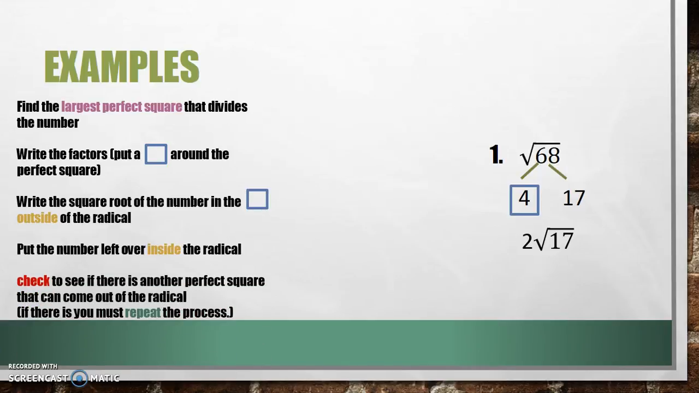Now check to see if there's another perfect square that can come out of the radical. There's no other perfect square that can divide 17, so this one's done.